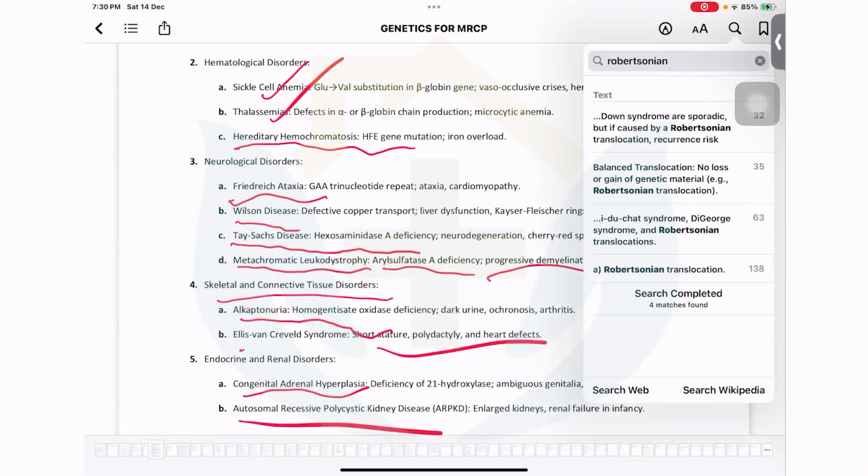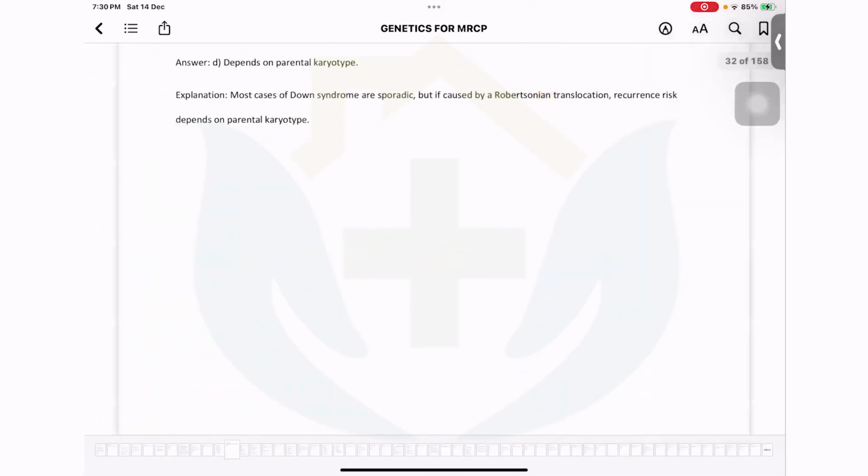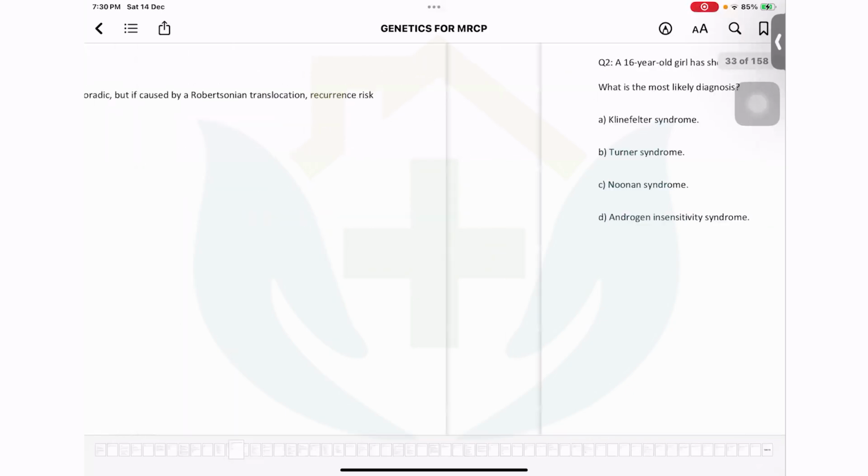Sir, how can I differentiate between Niemann-Pick disease and Tay-Sachs? Because both can have a cherry red spot. So Niemann-Pick and Tay-Sachs, how can you differentiate? Clinically or in MCQ actually. What should I look for? So we will come to that. Let's first differentiate the Robertsonian translocation.